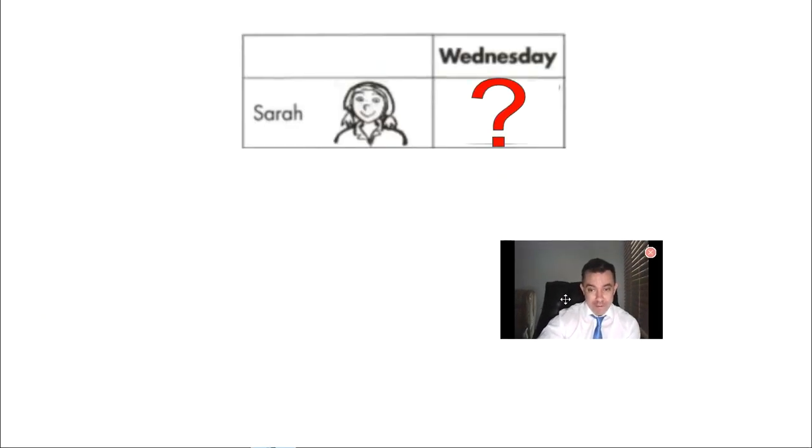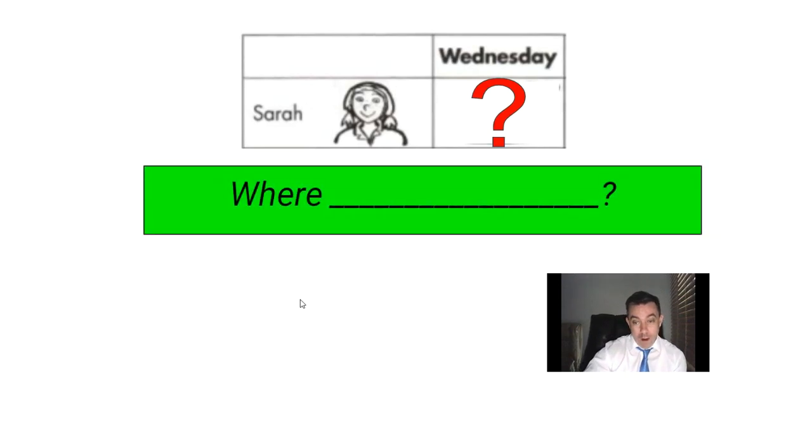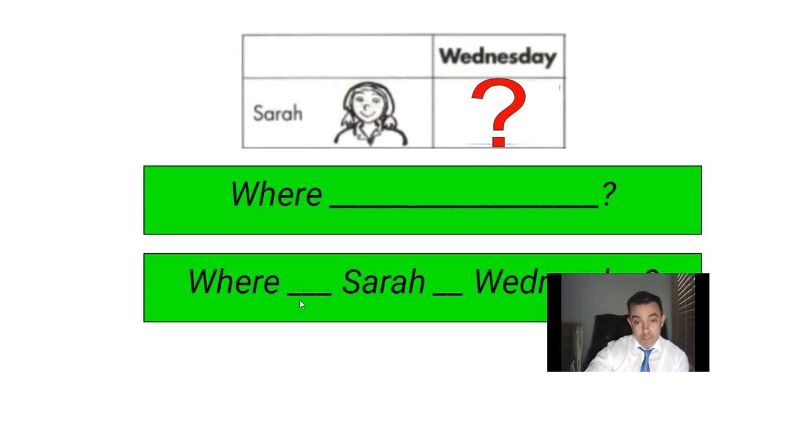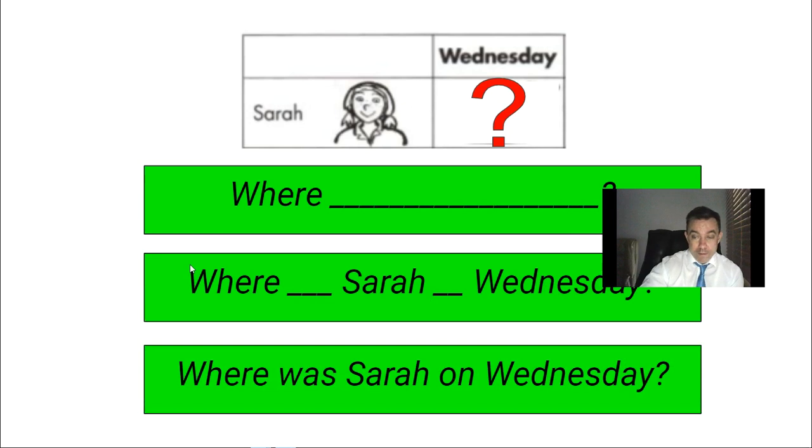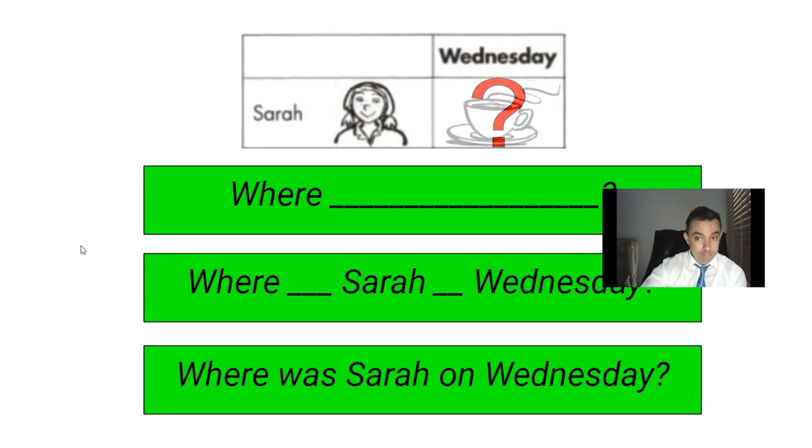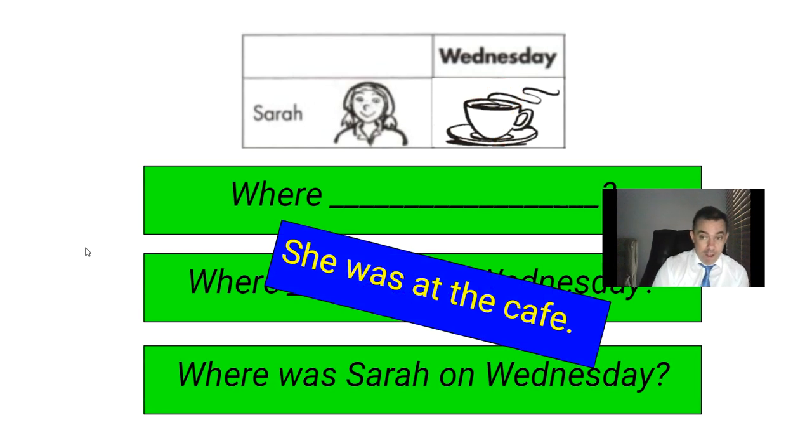So here's that question again. Where was Sarah on Wednesday? And the answer? She was at the cafe. Okay, we'll accept the cafe or a cafe. Very good.